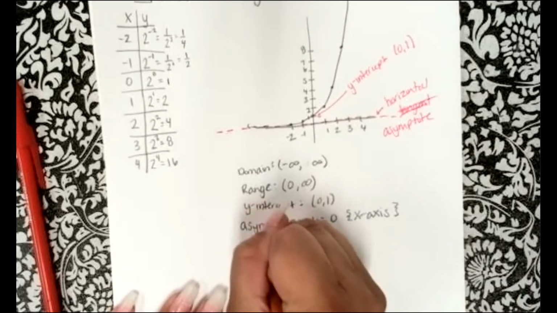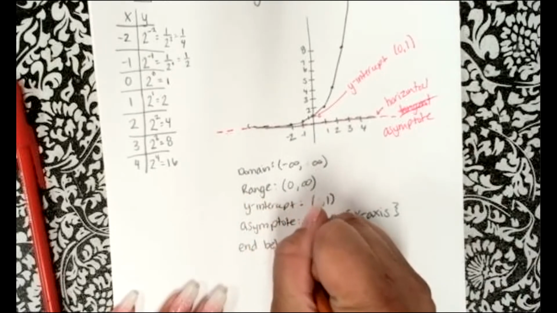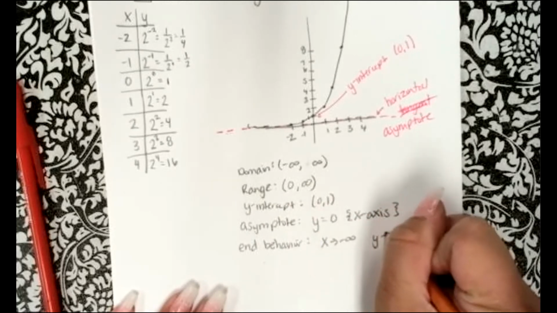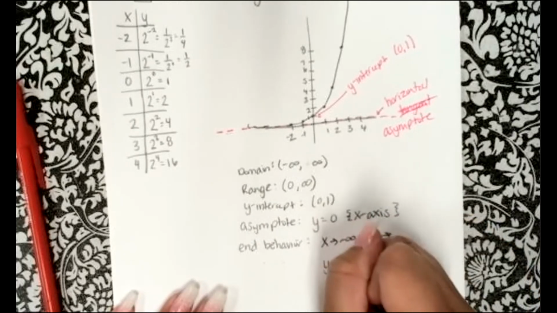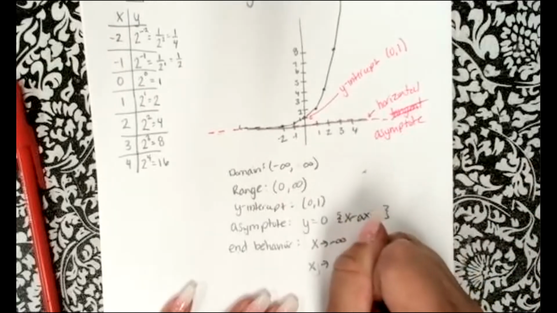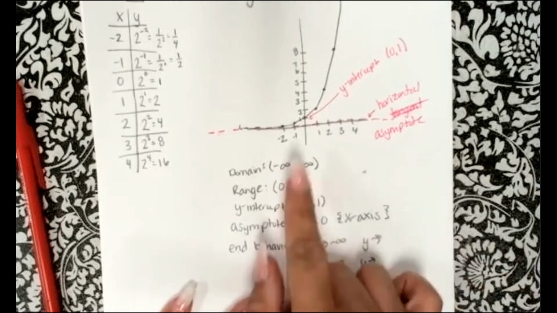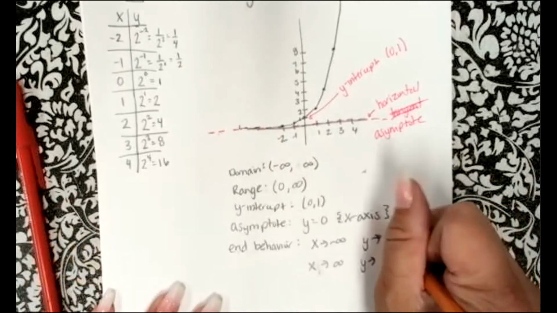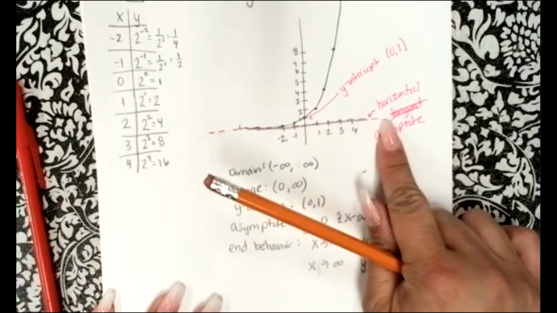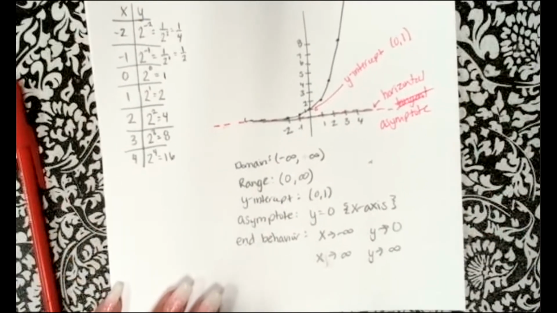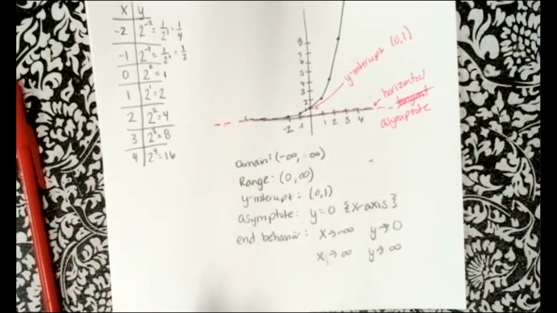Now let's look at our end behavior. When you look at the end behavior as x goes to -infinity, what's happening to the y? And as x goes to +infinity, what's happening to the y? So as x is going to -infinity, the y is going to be 0. And as x is going to +infinity, the y is going to infinity. So that's the parent function, y equals 2 to the x.